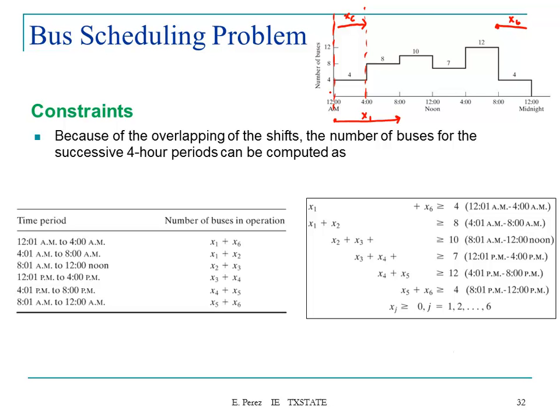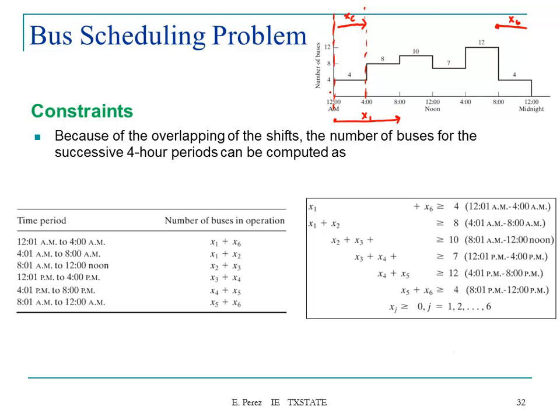And then once you have identified that, you have the constraints that you need to satisfy. So for the first 4 hours, you need at least 4 buses. For the second time period, from 4 to 8, you need 8 buses. For the third one, you need 10 buses. For the fourth one, you need 7 buses, and so on. So you have a lower bound for the number of buses that you will need. And those are your constraints for each time period.